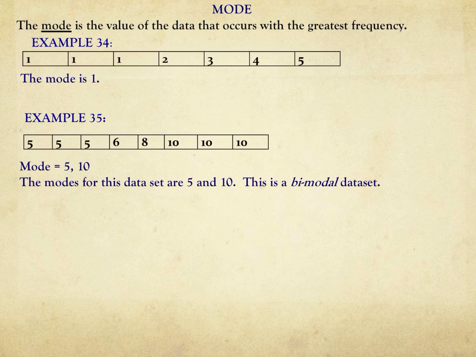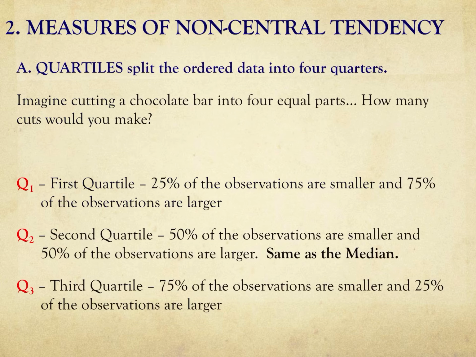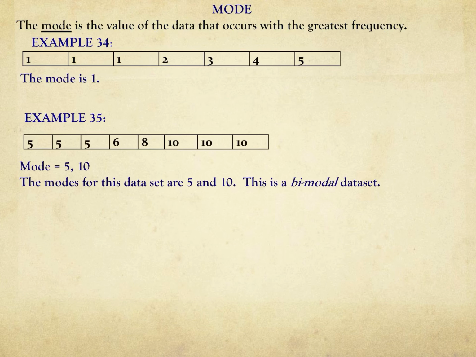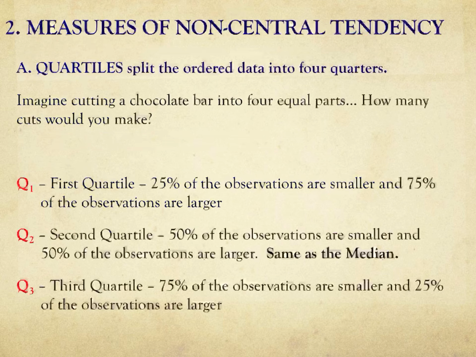The last measure of central tendency is what we call the mode. And mode is used to describe the most common data within the data set. So it's used to measure frequency. If we look at example 34, you see 1 occurs 3 times. 1, 2, 3. So 1 is the mode. But in example 35, you see that 5 and 10 both occur 3 times. So we'll say that this data set is bimodal because there are 2 modes there.